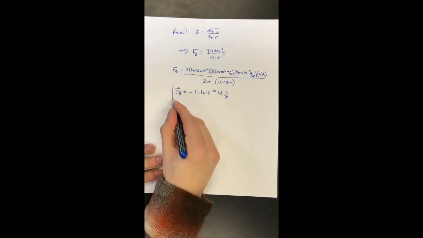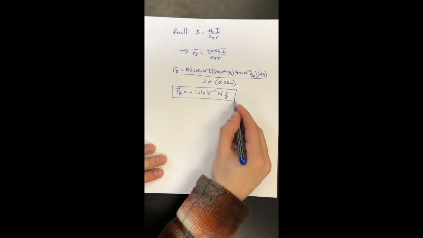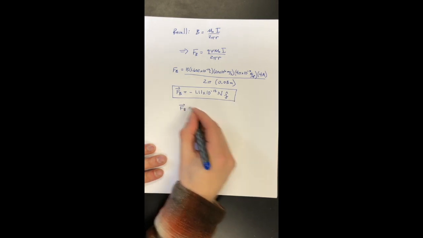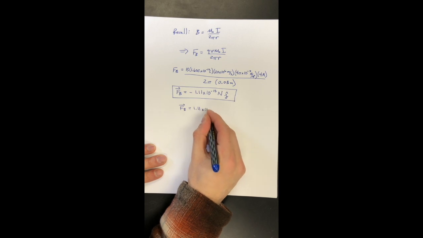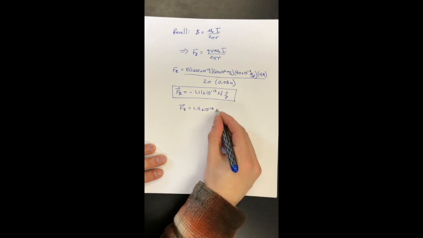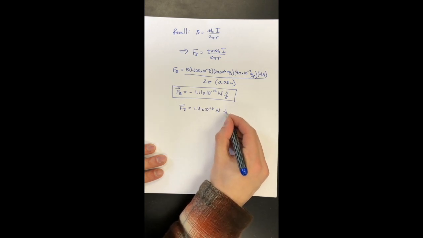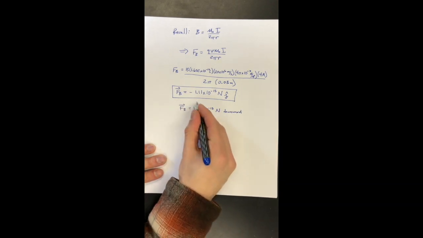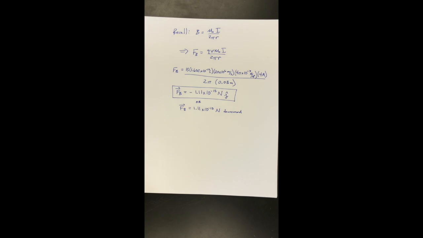So that's one solution. We could have also written that the magnetic force is equal to 1.11 times 10 to the negative 15 newtons downward, if you want, as long as we indicate both magnitude and direction. There are other ways, but that's enough, and that's the final answer.